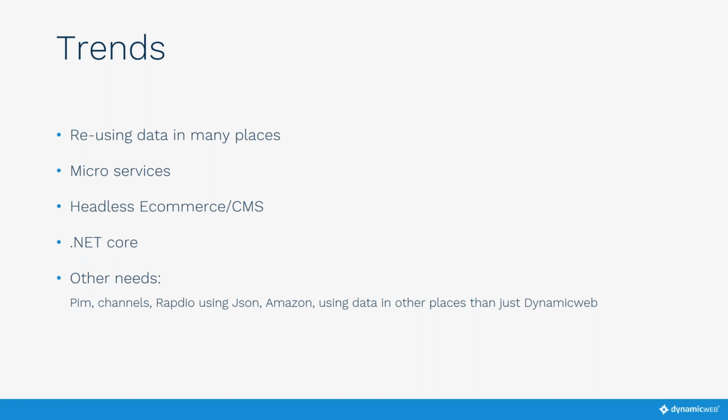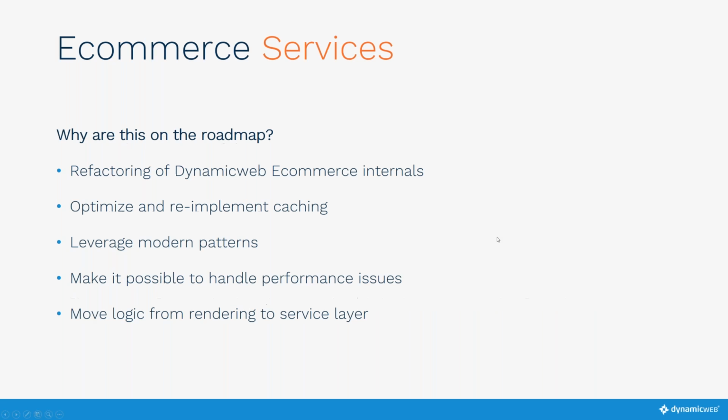And we have other needs in our own system, like we need all this product data in PIM and in channels, and a repeater is using the JSON. We need to put all this data into Amazon and so on. So all of these things also have an effect on why we did all of this.